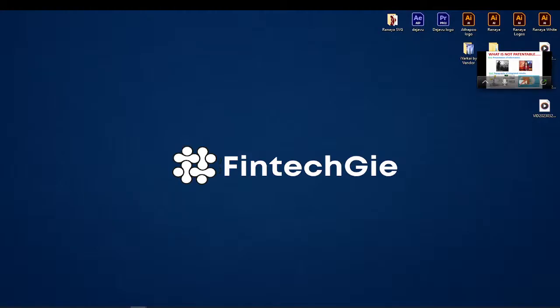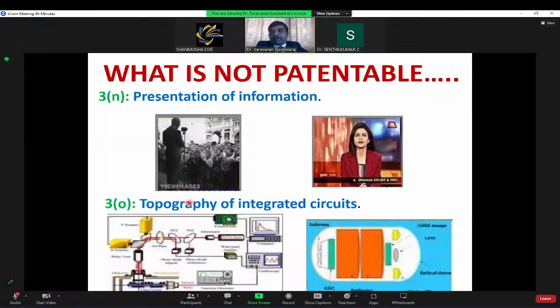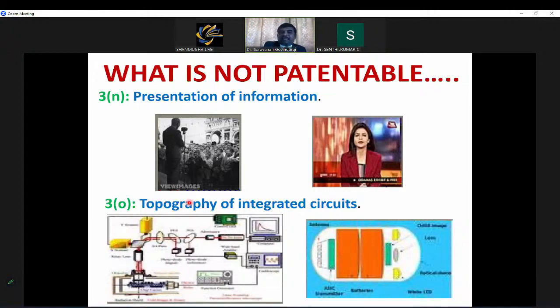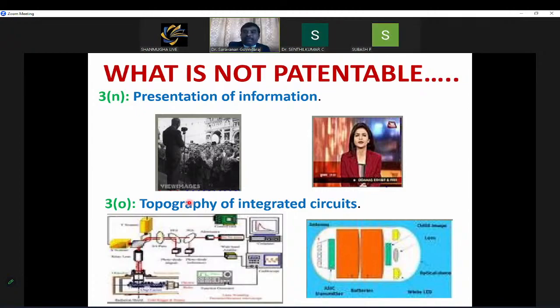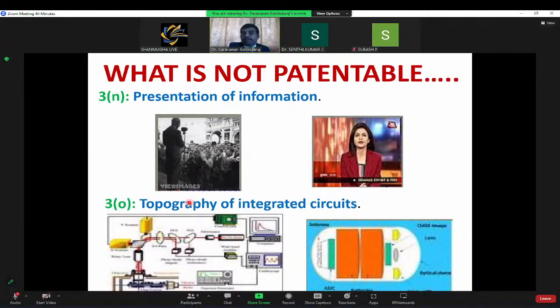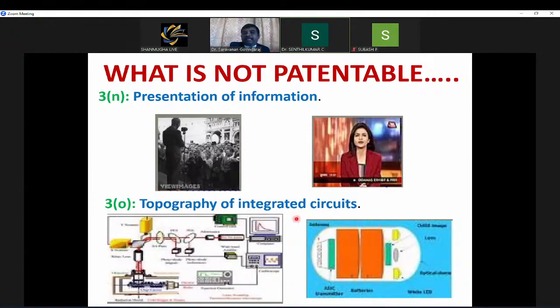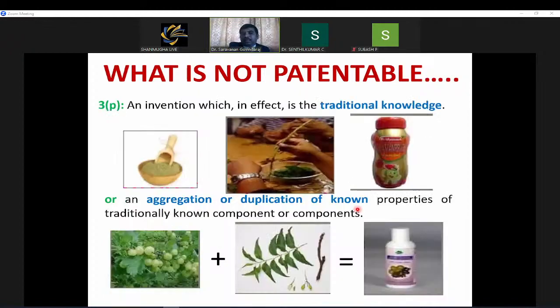And if you want to get a patent for the way of presenting information, for that presentation of information also, patents are not granted. Similarly, for integrated circuits, the topography of integrated circuits also, patents are not granted. And when you get an invention which is due to traditional knowledge, then for that invention also, it is not patentable.